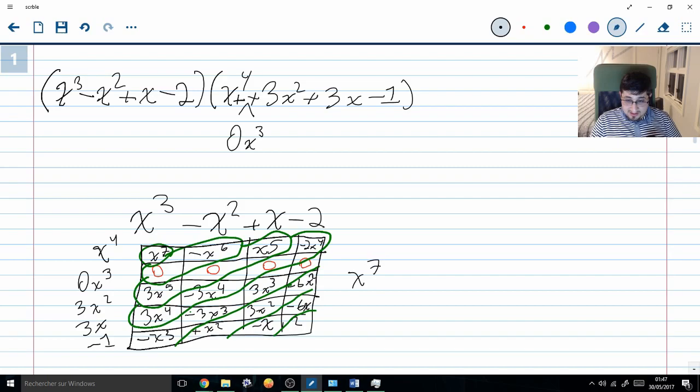We have x to the 7th, that's what we're leading with, minus x to the 6th. 3 plus 1 is 4, so that's going to be plus 4x to the 5th. 3x to the 4th minus 3x to the 4th, so that cancels out, so then minus 2x to the 4th. Minus x cubed minus 3x cubed, that's minus 4x cubed. Minus 1x cubed, and that's going to be minus x cubed. Plus x squared, 4x, so that's going to be minus 2x squared.